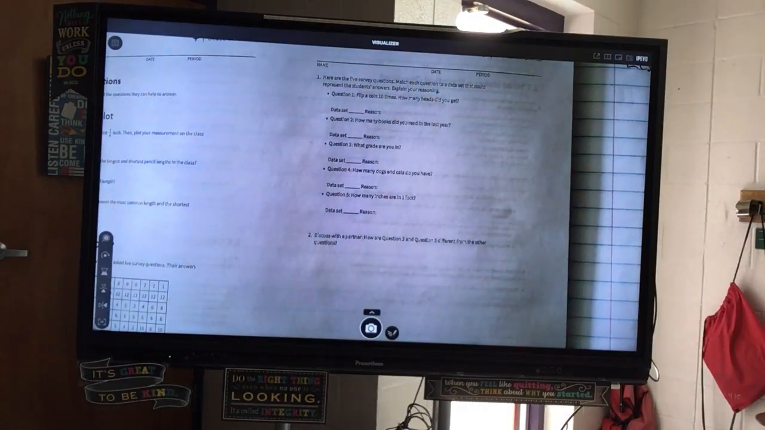Question number 3 says, what grade are you in? So stand up if you picked A. Stand up if you picked B. Alright, have a seat.